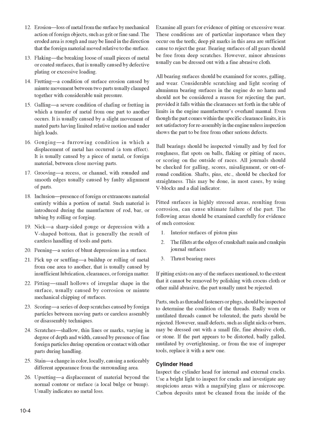18. Inclusion, presence of foreign or extraneous material entirely within a portion of metal. Such material is introduced during the manufacture of rod, bar, or tubing by rolling or forging. 19. Nick, a sharp-sided gouge or depression with a V-shaped bottom, that is generally the result of careless handling of tools and parts. 20. Peening, a series of blunt depressions in a surface.